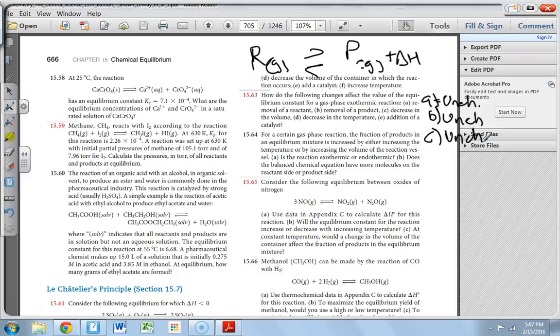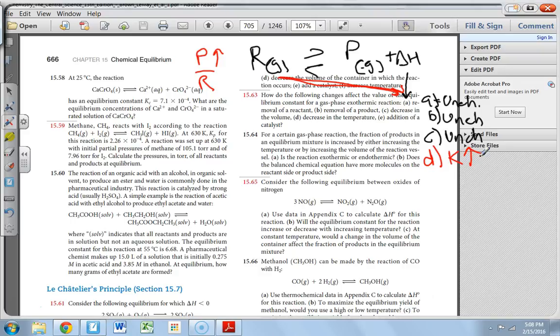Okay, and then let's see, now we decrease the temperature. As the temperature decreases, Le Chatelier's principle says we're going to shift to the side that alleviates the stress. And so we're going to shift toward the products here. When we shift toward the products, let's write our K, products over reactants. That means that products are going to increase, and therefore the K for D is going to increase.